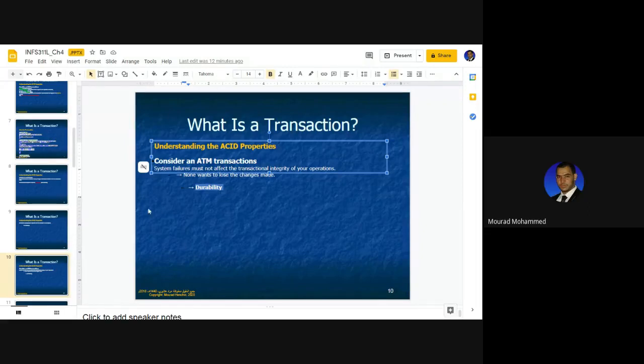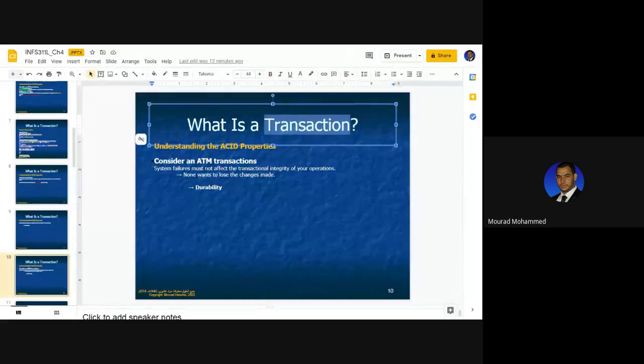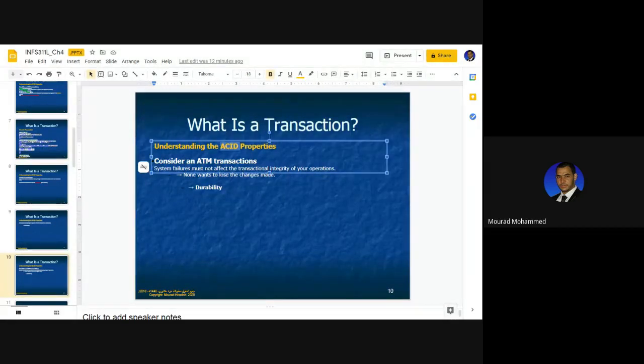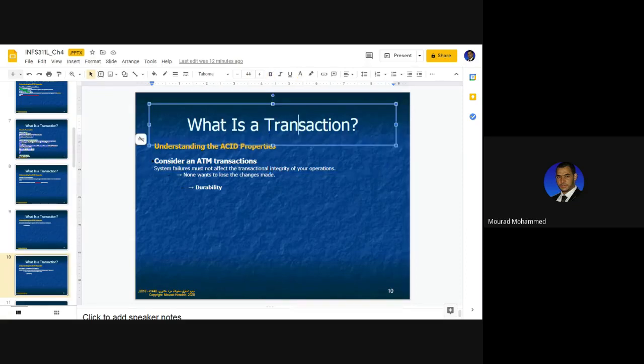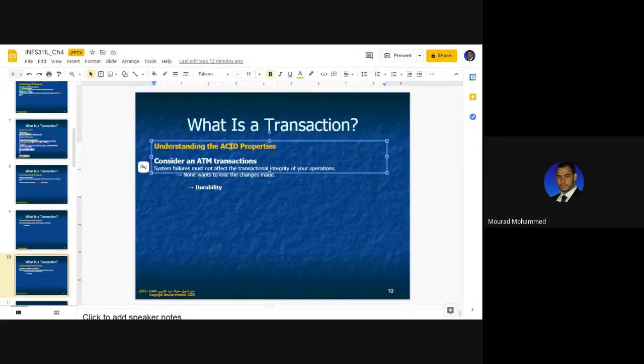So we have covered the 4 properties that have to accompany each and every single transaction, with no exceptions. The ACID properties, atomicity, consistency, isolation, and durability, have to be seen in every single transaction. Every transaction has to be atomic, consistent, isolated, and durable for all users. Durable means for all users.